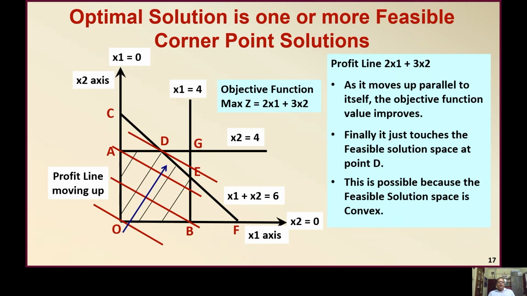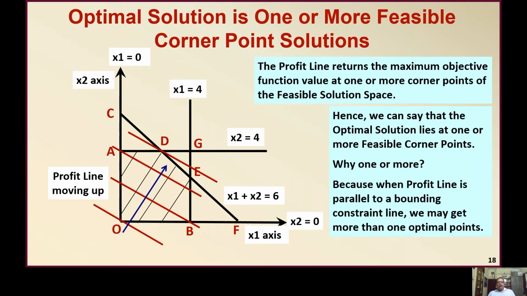Now this is very important. That is what is written. Optimal solution is one or more feasible corner point solutions. It is one when the profit line is not parallel to one of the bounding lines, and it is more than one when it is parallel to one of the bounding lines. So once we know that, the profit line returns the maximum objective function value at one or more corner points of the feasible solution space. Hence, we can say that the optimal solution lies at one or more feasible corner points.